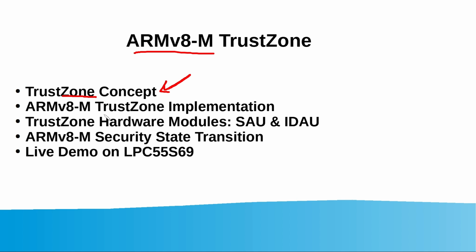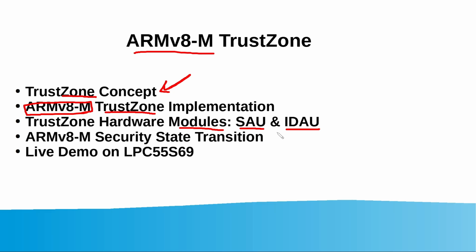Then we're gonna see how ARM was able to implement this embedded security TrustZone on their ARMv8-M architecture, and how those hardware modules like the security attribution unit and the implementation defined attribution unit are used to split our software and addressing space between secure and non-secure domain.